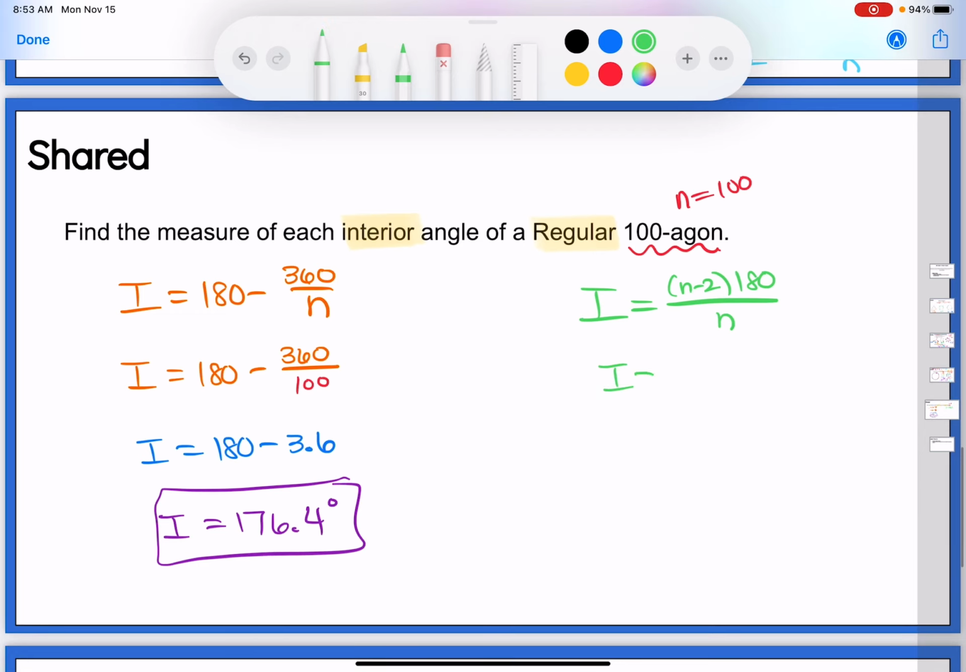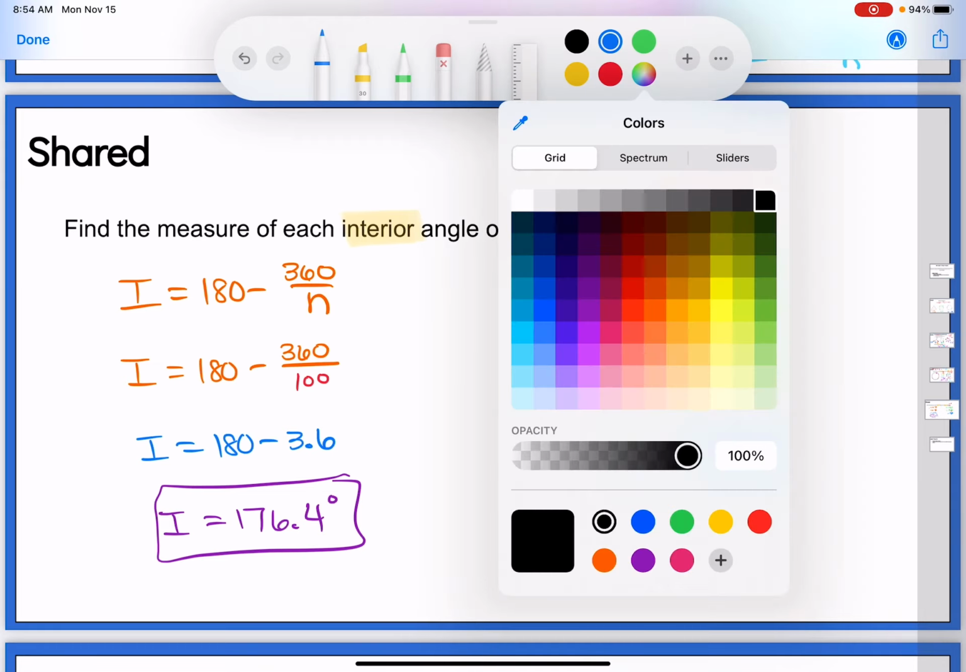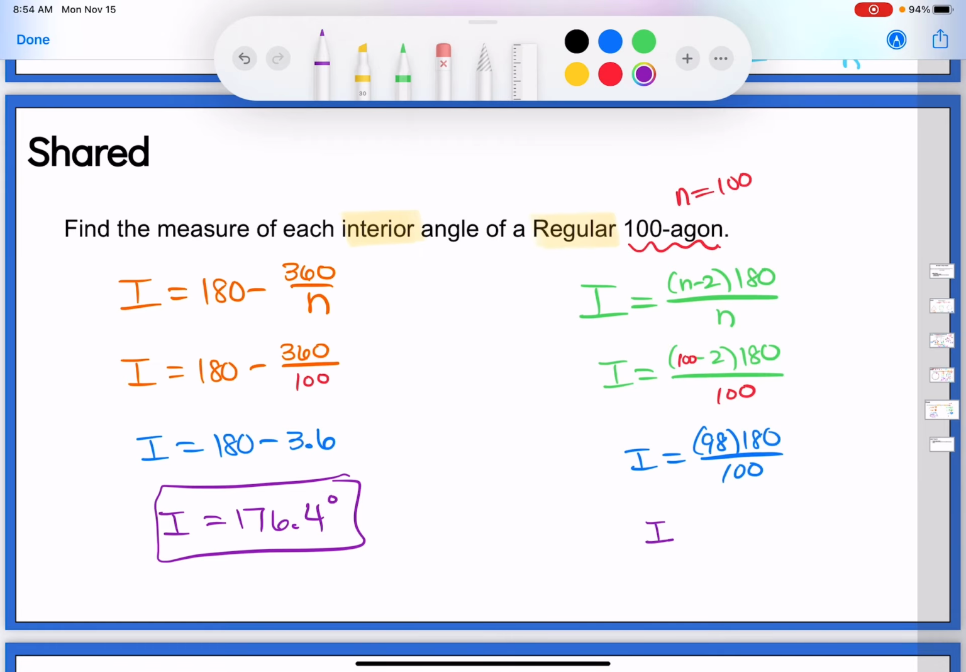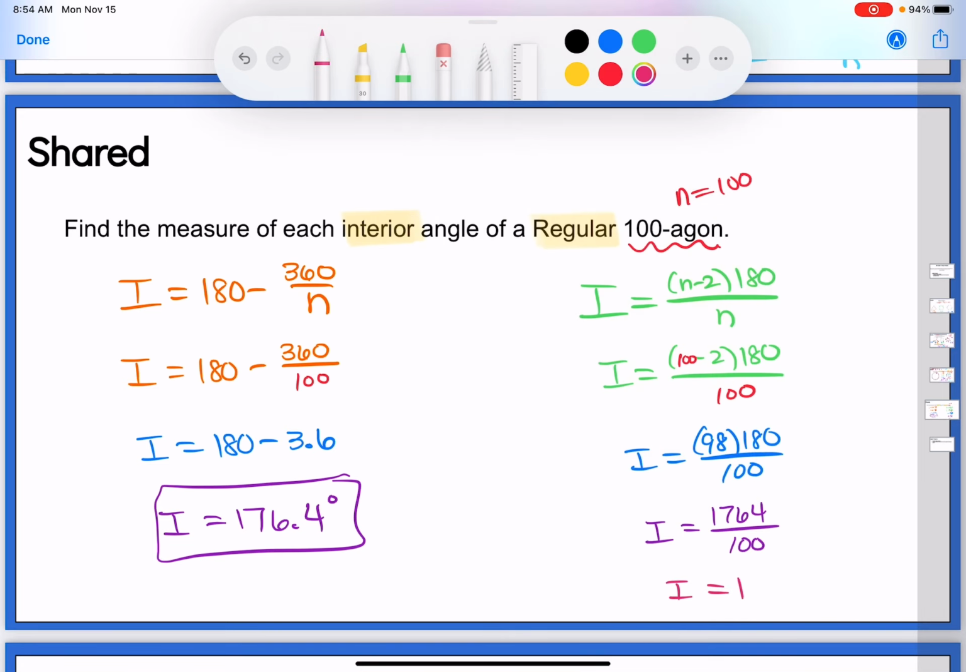All right, now how long would it take me to do this method? I equals N minus 2 times 180 over N, and I know N is 100. Oh, 98 times 180 over 100. Oh my gosh, that was definitely a calculator problem, right? All right, 98 times 180, when I type it into my calculator, I get 1,764 divided by 100. That's actually easy enough to do. So that would give me 176.4 degrees. Same thing, right? One way was faster, but both ways work.